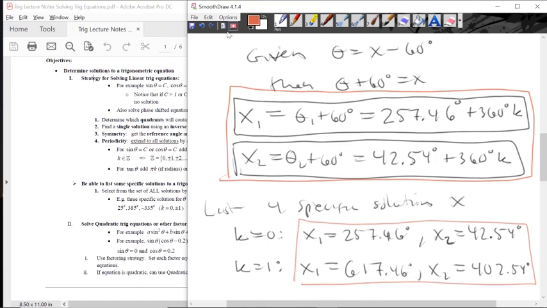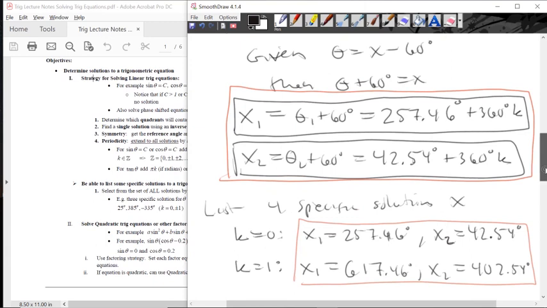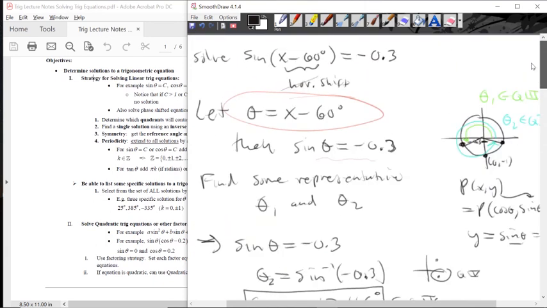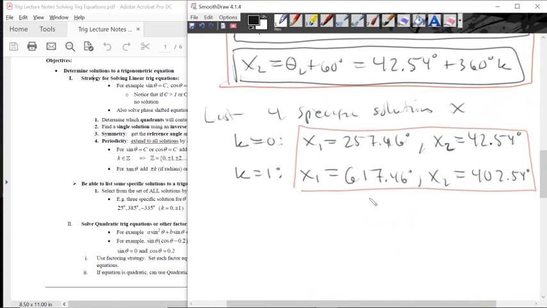We should be able to check any and all of those solutions in the original equation to see if it works. The original equation was sine of x minus 60 degrees equals negative 0.3. We rounded our answers here, so we're going to get approximately negative 0.3 if this works out. So let's check in the equation. Again, sine of x minus 60 degrees is equal to negative 0.3. Use your calculator in degree mode.